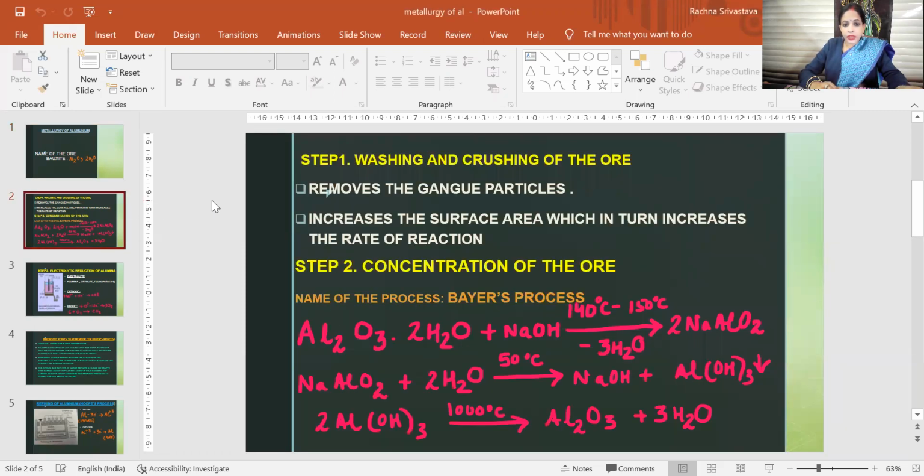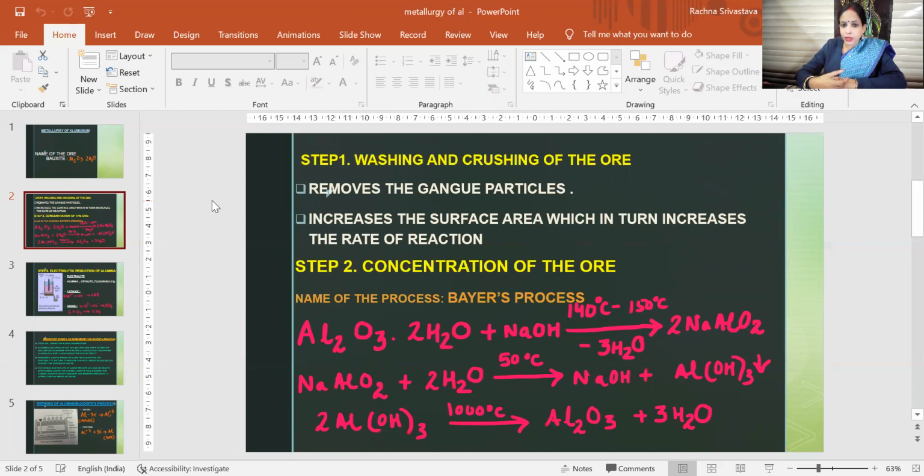Your second slide, step 1, says washing and crushing of the ore. Why it is required, you should also be well aware of. The first significance is that it removes the gangue particles, that is, the impurities. Second, it increases the surface area, which in turn increases the rate of reaction.